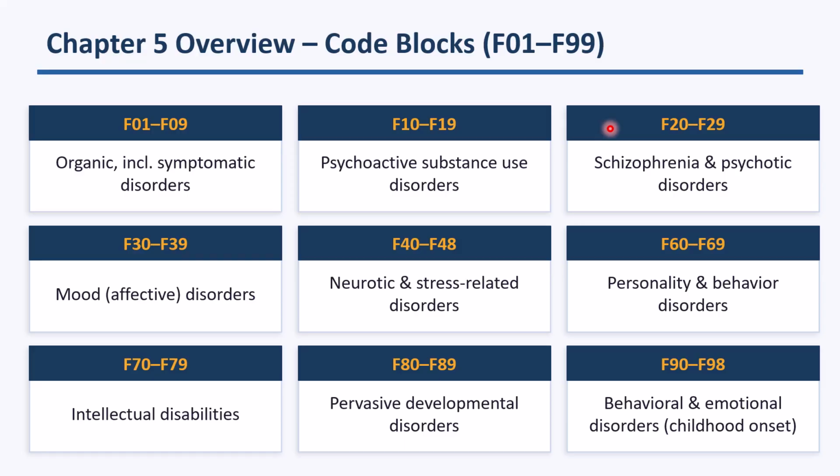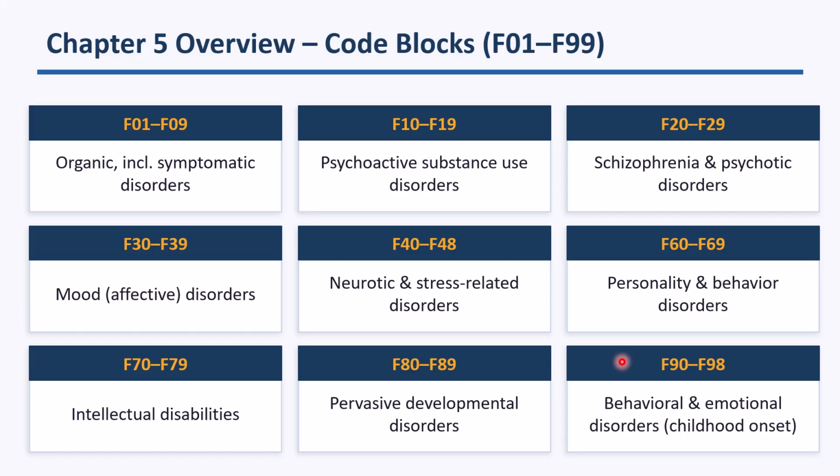Moving on, F20 through F29 covers schizophrenia spectrum and psychotic disorders. F30 through F39 is mood and affective disorders like depression, bipolar. F40 through F48 covers neurotic, stress-related and somatoform disorders, and that's where our pain coding guidelines come in. Then F60 through F69 is personality and behavioral disorders. F70 through F79 covers intellectual disabilities. F80 through F89 covers pervasive developmental disorders. And finally, F90 through F98 covers behavioral and emotional disorders with onset in childhood, things like ADHD.